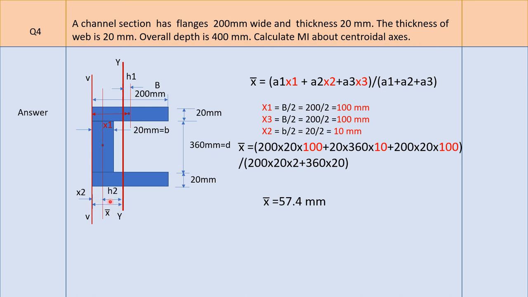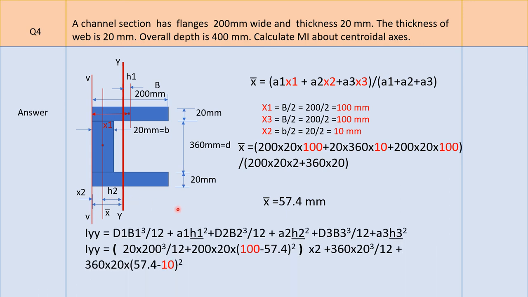When I do, I get this H2. So the formula here is IYY is equal to D1 B1 cube by 12 plus A1 H1 square plus D2 B2 cube by 12 plus A2 H2 square plus D3 B3 cube by 12 plus A3 H3 square. Now what is D1? D1 is this depth 20, B1 is this width for the top rectangle, so that is 200, its cube divided by 12. A1 area is area of this rectangle, that is 200 by 20, so 200 into 20.